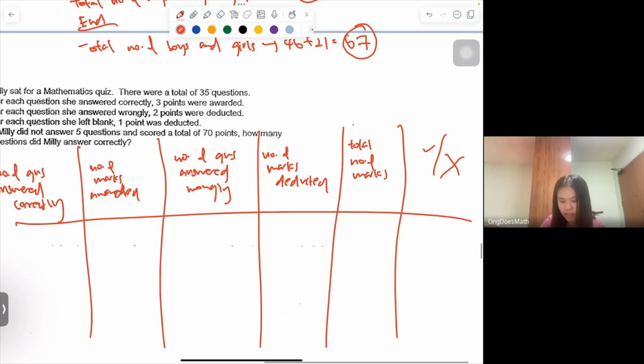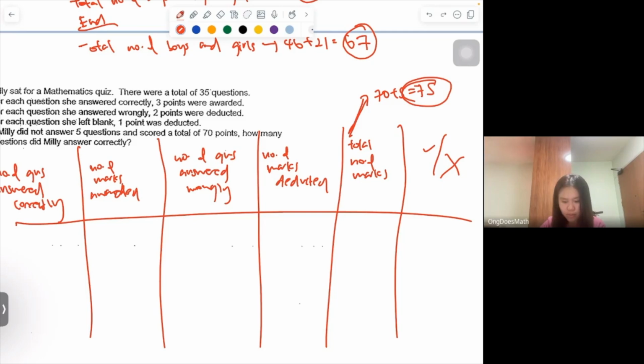Okay, so the total number of marks should be 70 plus 5, which is 75, because we have decided to exclude the questions that she left blank so that you have fewer columns and it's simpler to deal with. So if you get 75 here, it'll be a tick here.